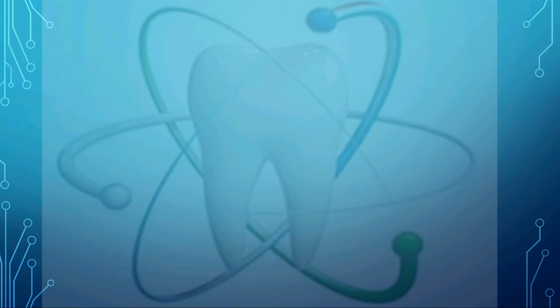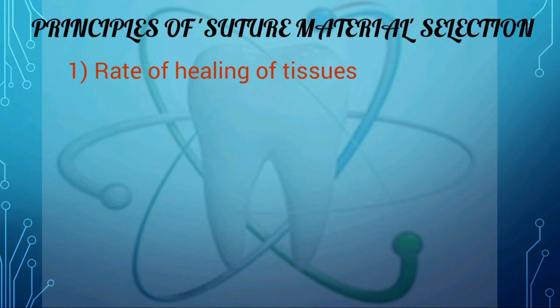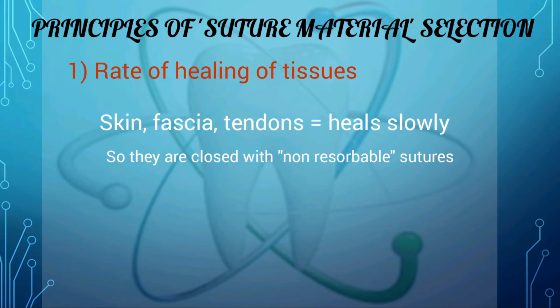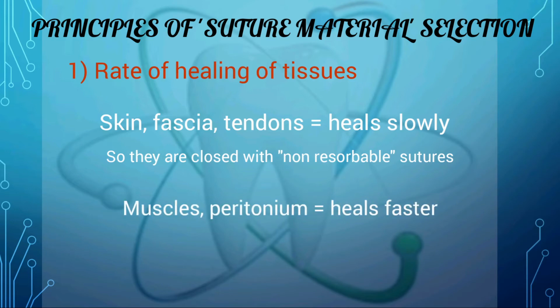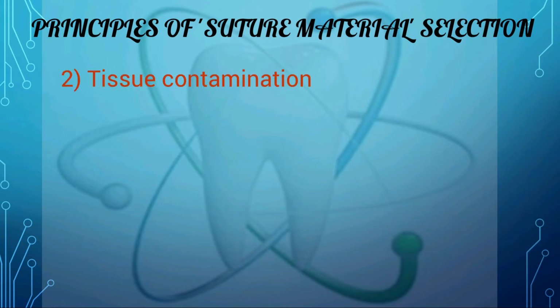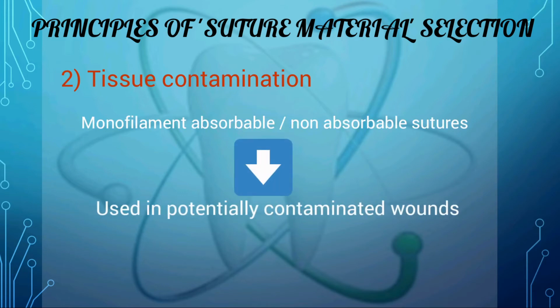Now, let's move into the principles of suture material selection. The first principle is the rate of healing of tissues. The tissues that heal slowly, such as skin, fascia, and tendons, should be closed with non-resorbable sutures. And the tissues that heal rapidly, such as muscles and peritoneum, may be closed with resorbable sutures. The second one is tissue contamination. Monofilament absorbable or non-absorbable sutures are used in potentially contaminated wounds.